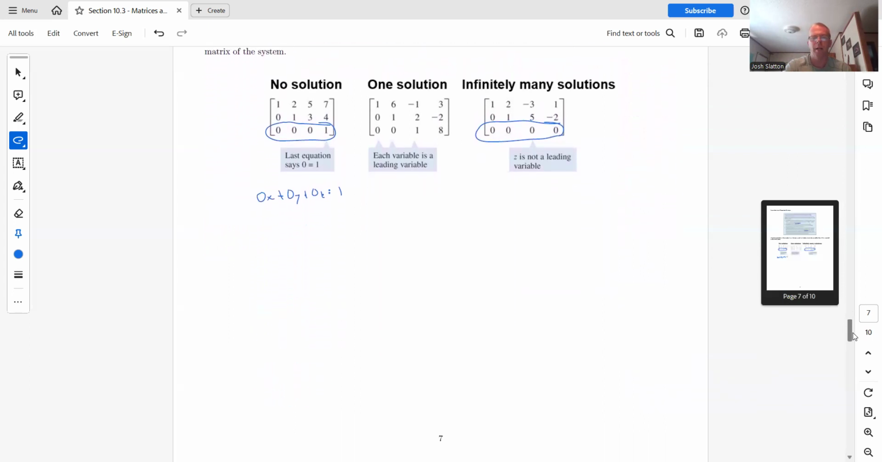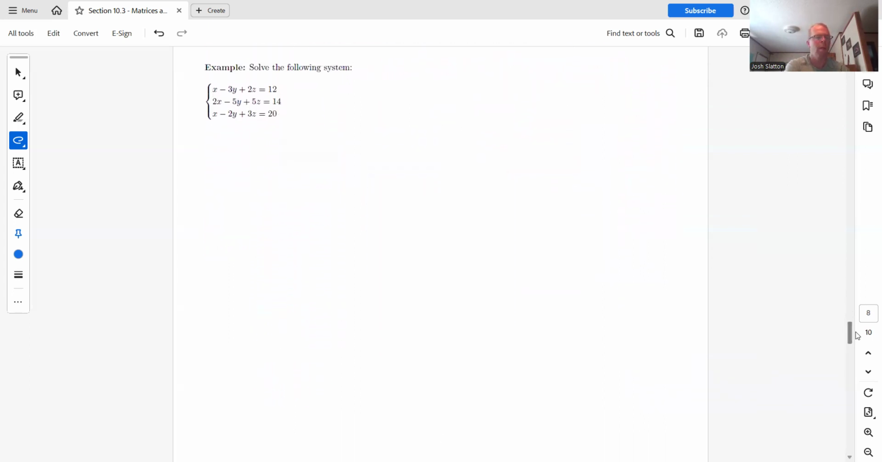So let's look at this example here. Solve the following system. And so let's write the augmented matrix. So we have 1, -3, 2, 12; 2, -5, 5, 14; 1, -2, 3, 20. And so let's just start by getting zeros in these two entries, and then we'll work on that one after that. So let's write the first row.